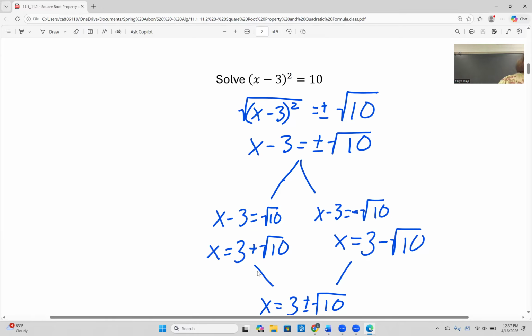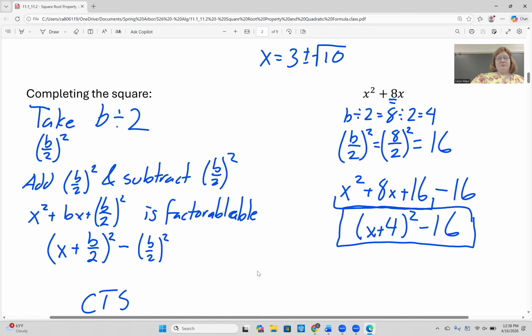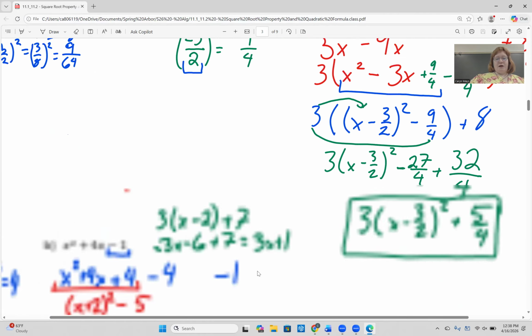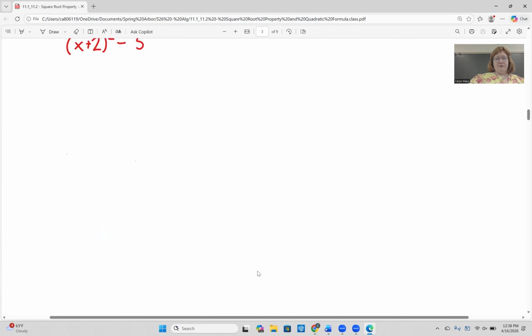This kind of introduced the idea of if I could get my problems to look like this thing with a square, I can solve more of my quadratic equations. And so we talked about completing the square. So we're going to look at a few more completing the square examples.